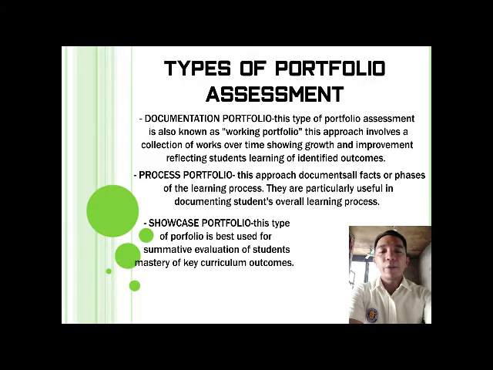The third one is the showcase portfolio. This type of portfolio is best used for summative evaluation of students. The very best work is determined through a combination of student and teacher selection. Only completed work should be included. In addition, this type of portfolio is especially compatible with audiovisual artifact development, including photographs, videotapes, and electronic records of students' completed work. This showcase portfolio should also include the rating, analysis, and reflection by the students on the decision-making process used to determine which work is included.